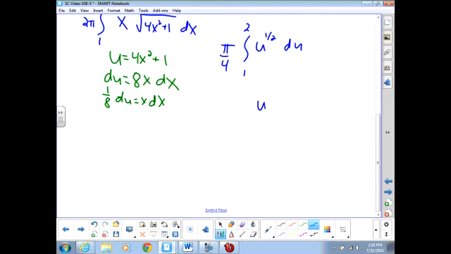Well, we'll end up with u to the 3/2 with a 2/3 out front. We need to evaluate from 1 to 2, and we've got the pi over 4 out front. You can go ahead and pull the 2/3 out. 2/3 times pi over 4 will give you 2 pi over 12, which is the same as saying pi over 6.